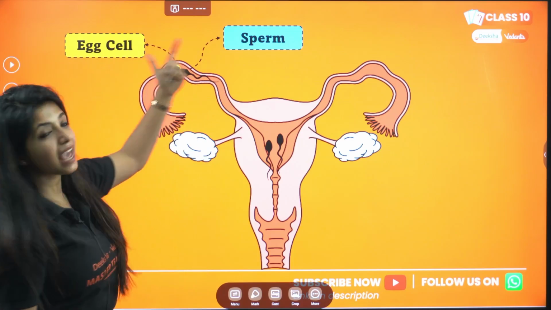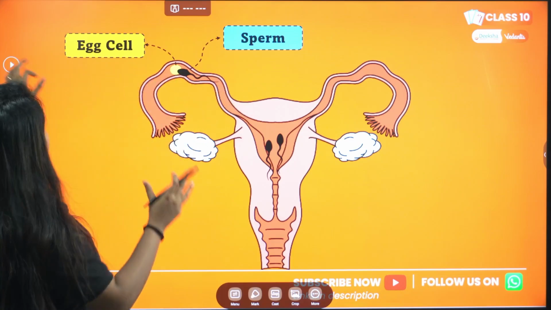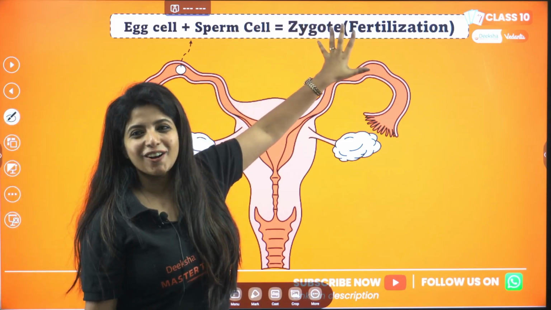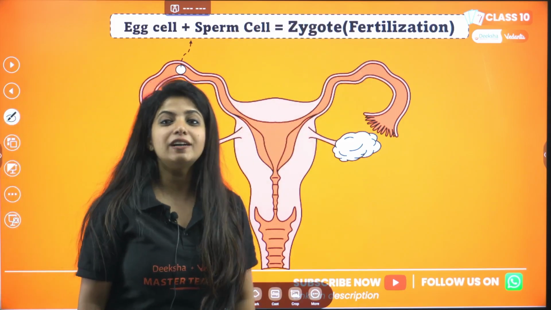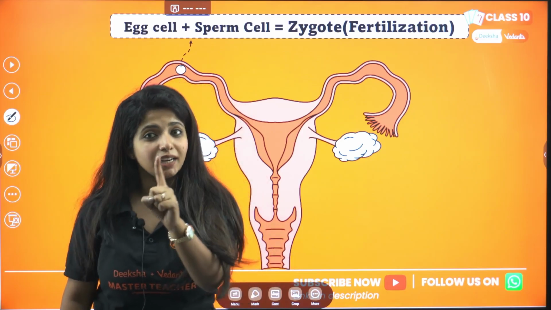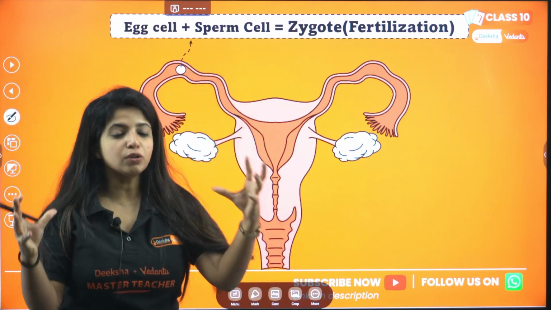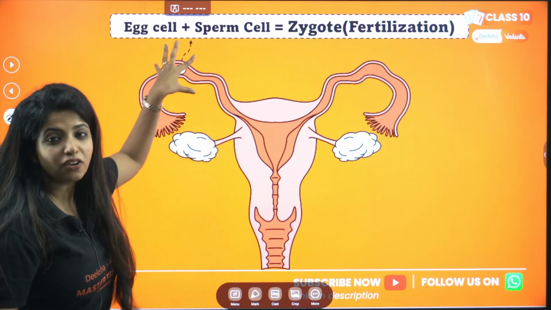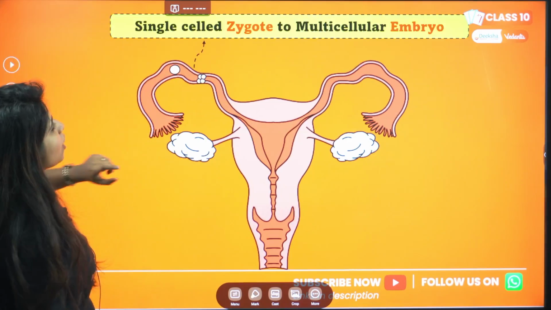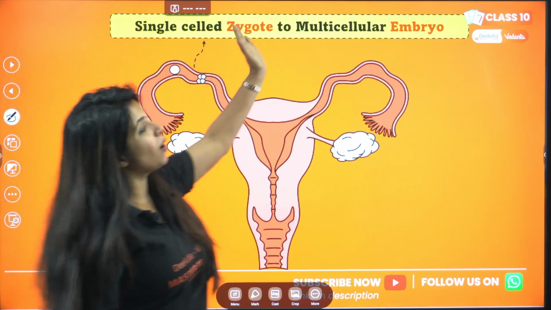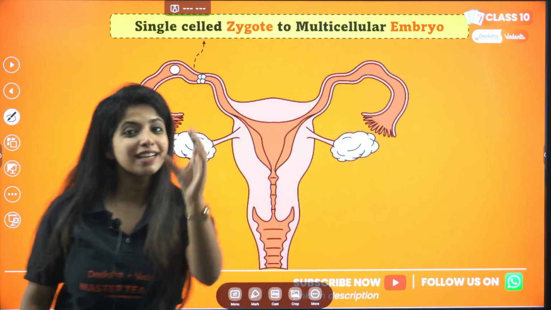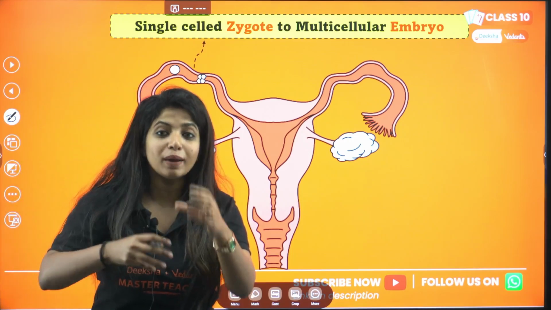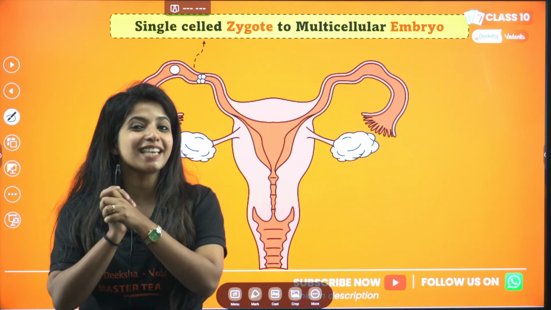So over here, if the egg and the sperm come close and fertilize, my dear children, they will form what? A zygote. And this process is known as fertilization. So the zygote is a single cell. Even though it is made up of 2 cells, the 2 cells are going to fuse to form a single cell out there. But the zygote cannot remain like that. The zygote will now start dividing to form what? A multicellular embryo. So the single cell, if it divides in multiple ways, my dear children, forms many cells. You will now call this an embryo.